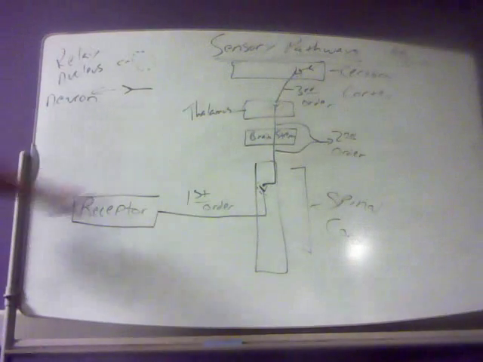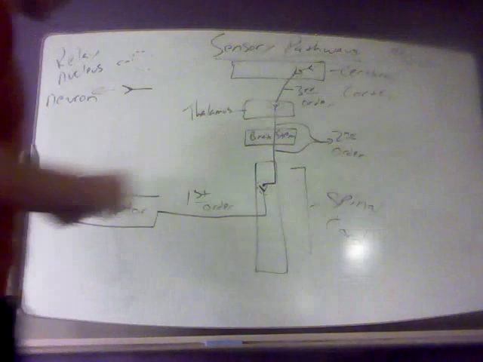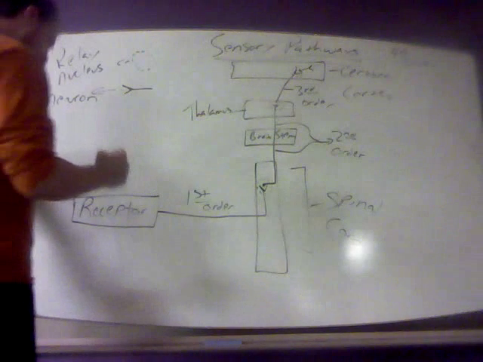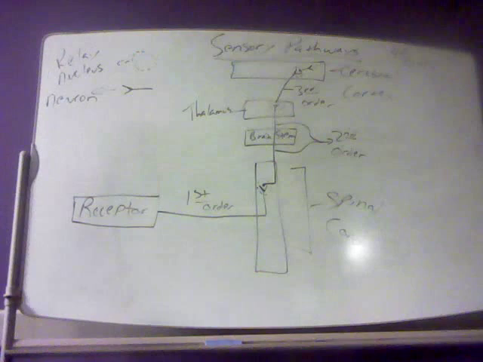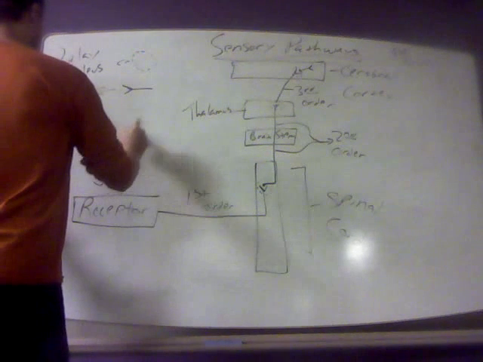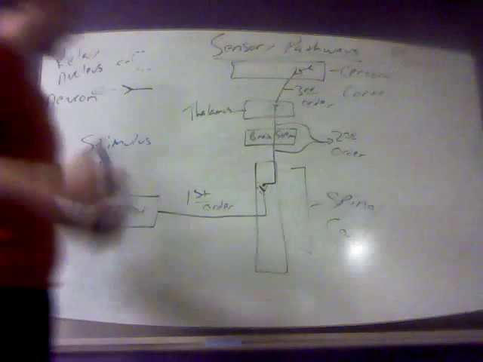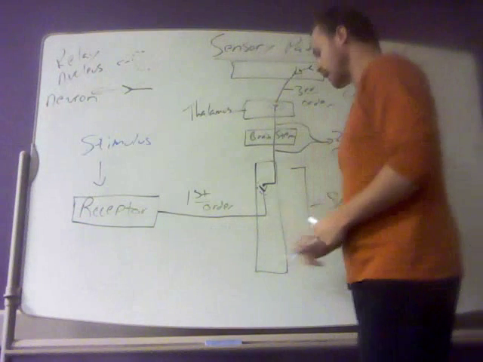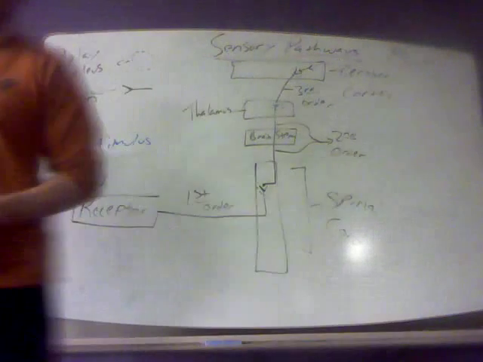And I kind of diagrammed this out here. So remember, we've been talking about receptors in previous videos, and I mentioned that receptors are transducers. So when a stimulus disrupts the receptor potential enough to generate a gradient and then an action potential, it's going to start sending action potentials to the central nervous system.